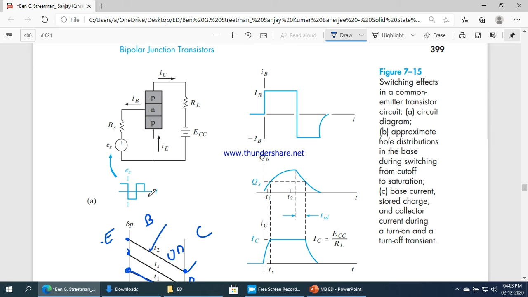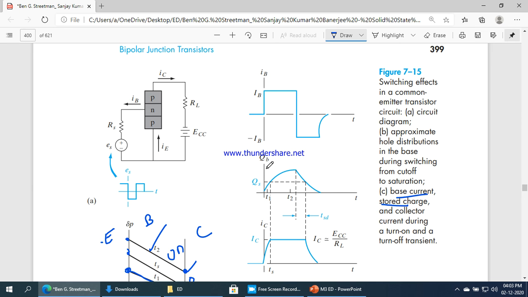So that time is given by this waveform. As you can see over here, the base current is given. The type of waveform which is given is a pulse waveform. When the pulse waveform, that is the base current, is increased, what happens to the charge? That is nothing but the charge storage. QB is the charge storage.